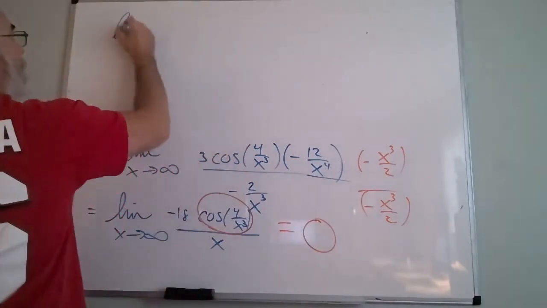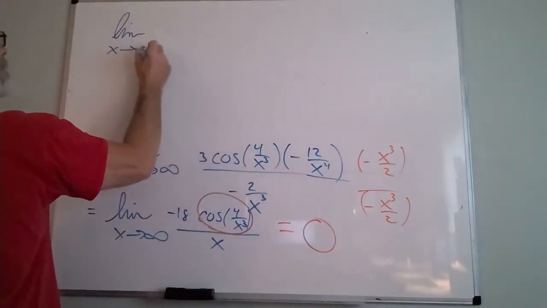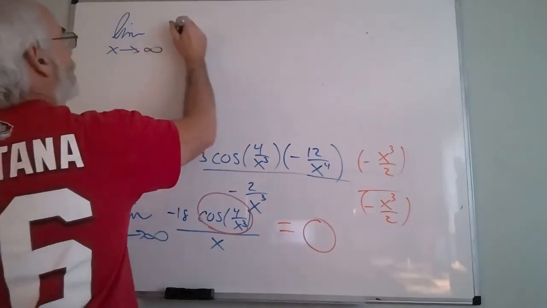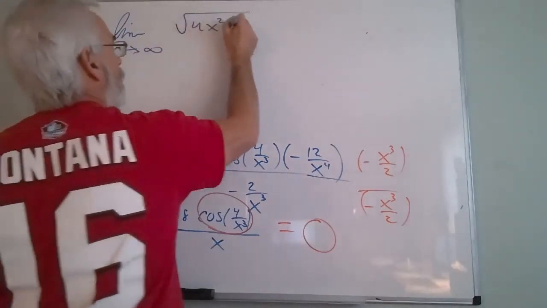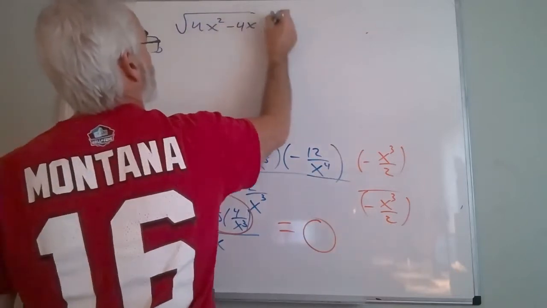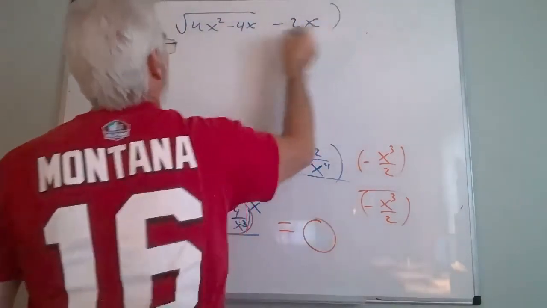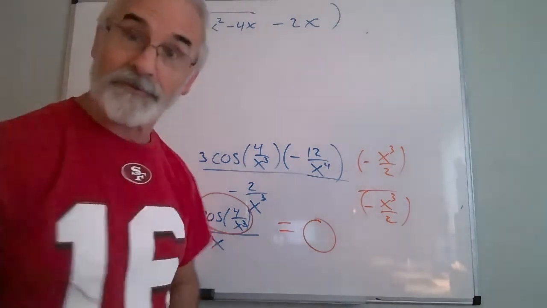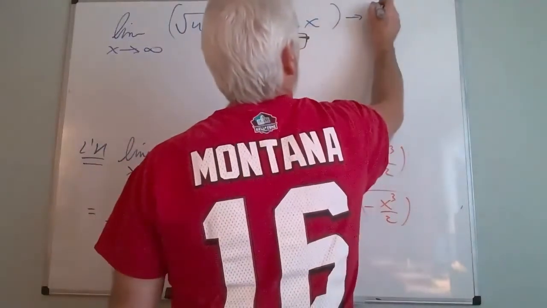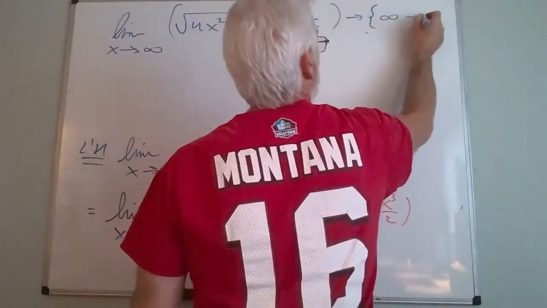So we had the limit as x goes to infinity. I think we did something like this. The square root of 4x squared minus 4x minus 2x. I don't remember if that's what it was. It was something like that. Now, as x grows without bound, the quantity on the left is growing without bound, and the quantity on the right is growing without bound, and I'm taking a difference. So clearly this is of the form infinity minus infinity.